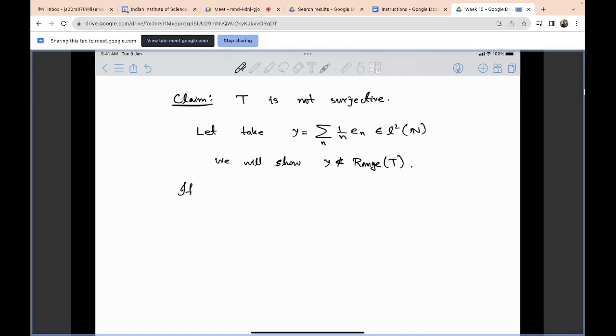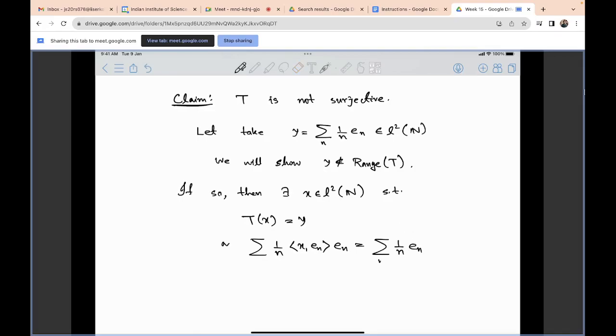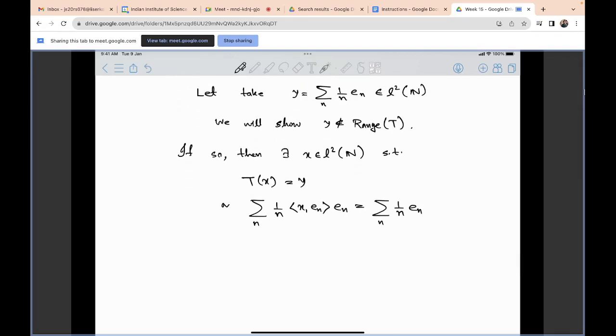So if so, then there exists x belonging to L2 such that T of x equals y. This means the sum of 1 by n times the inner product of x and e_n times e_n should be the summation of 1 by n times e_n, right? So this is the meaning of this. Both sides are the same, and the e_n's are an orthonormal basis, so the corresponding coefficients should be the same. So which implies 1 by n times the inner product of x and e_n equals 1 by n. Because T is injective, and the e_n's are an orthonormal basis, when you subtract, you will get that the inner product of x and e_n is 1 for all n.